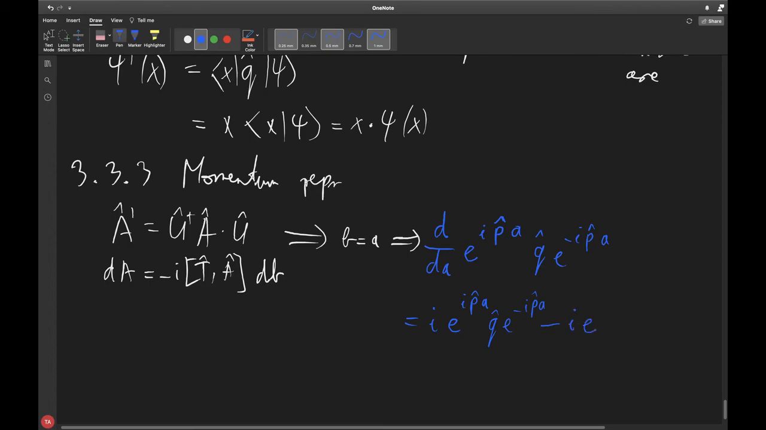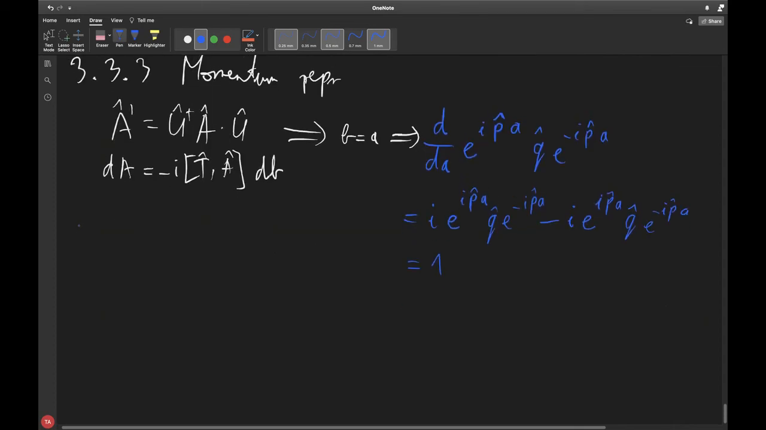i e to the i p a, operator Q operator, and i minus i p a. Because this is two functions which depend on a, this is the x times y function derivative, in this form. And so this will equal 1.